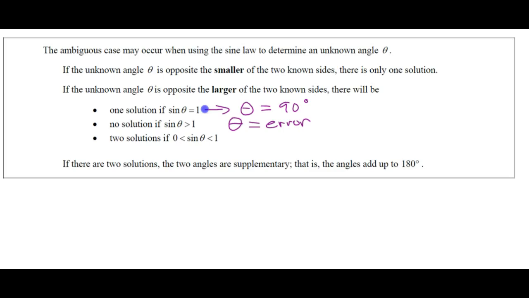If there are two solutions, the two angles are supplementary. They add up to 180. So that is just the angle and then 180 minus the angle. And then the other thing is just check to make sure you actually can make a triangle.